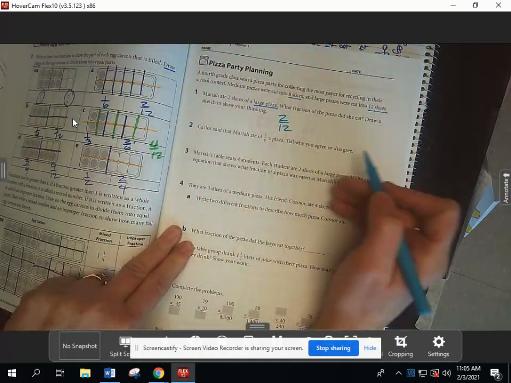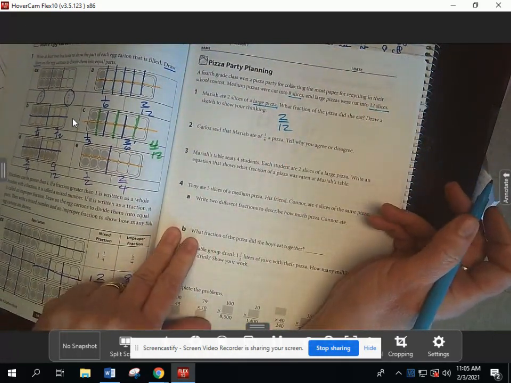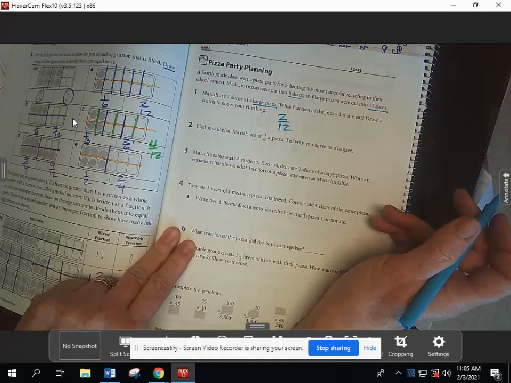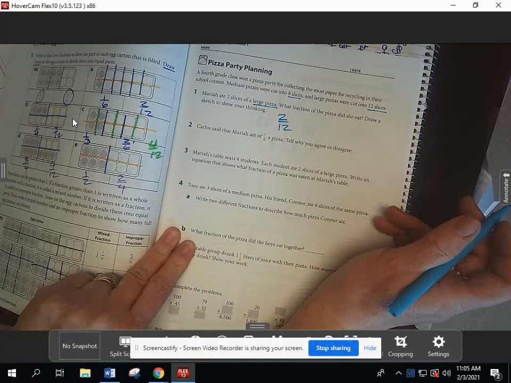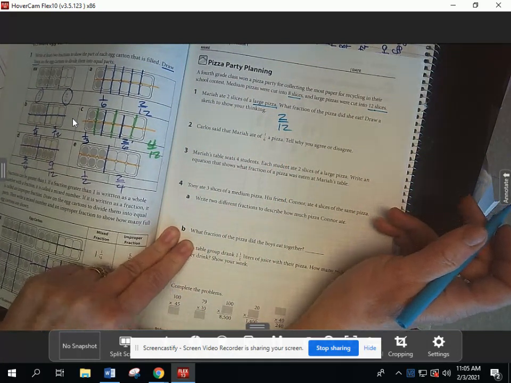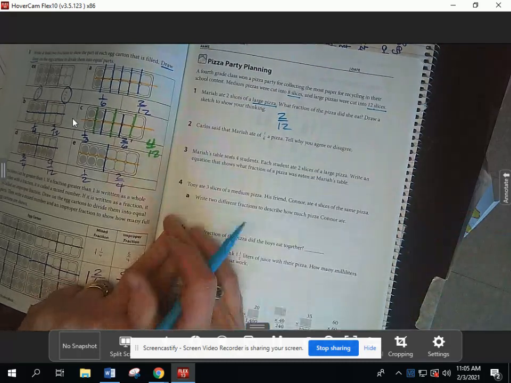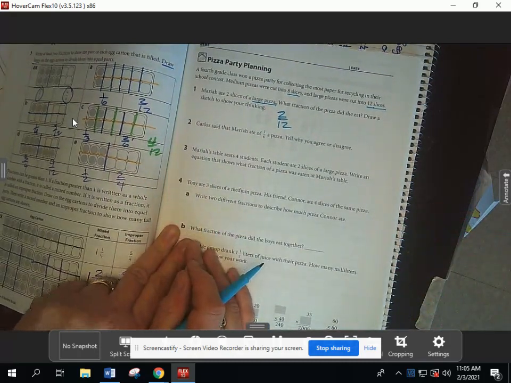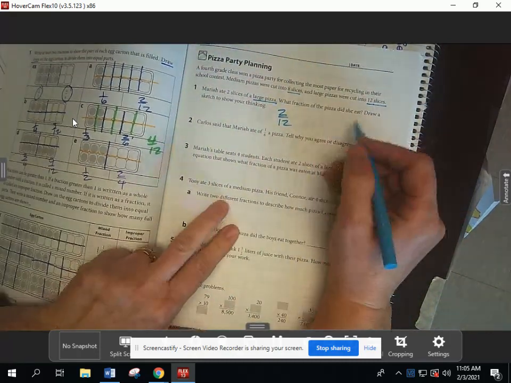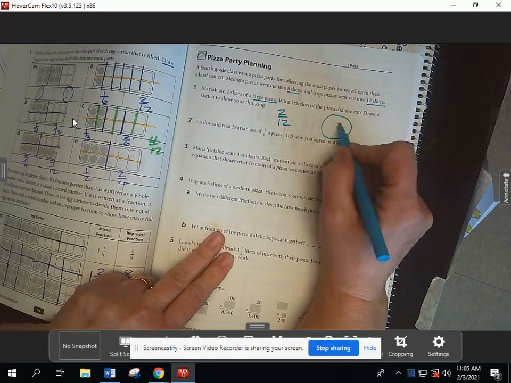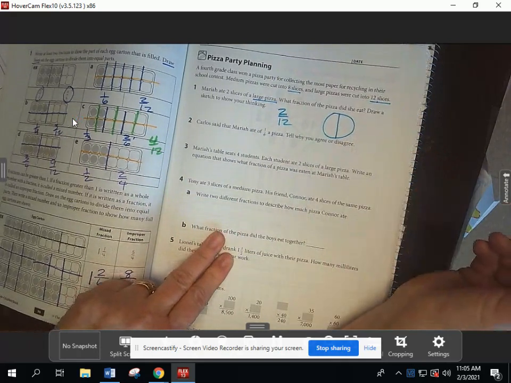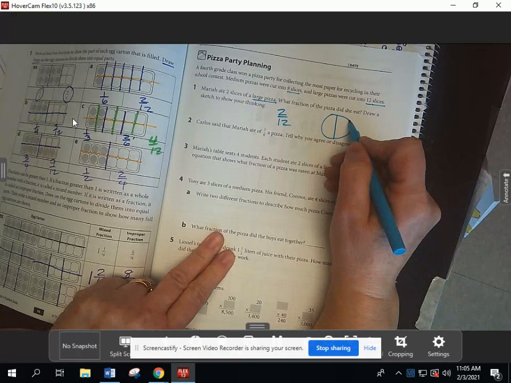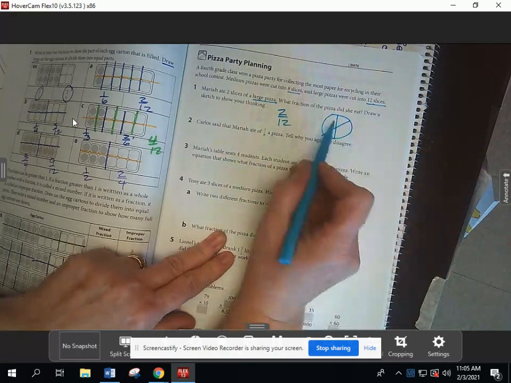Okay, Carlos and Mariah ate 1/6 of a pizza. Tell why you agree or disagree. Could they eat 1/6 of a pizza? What do you think there, Grace? Yes, because 2/12 equals 1/6. Okay, she's telling me 2/12 equals 1/6.